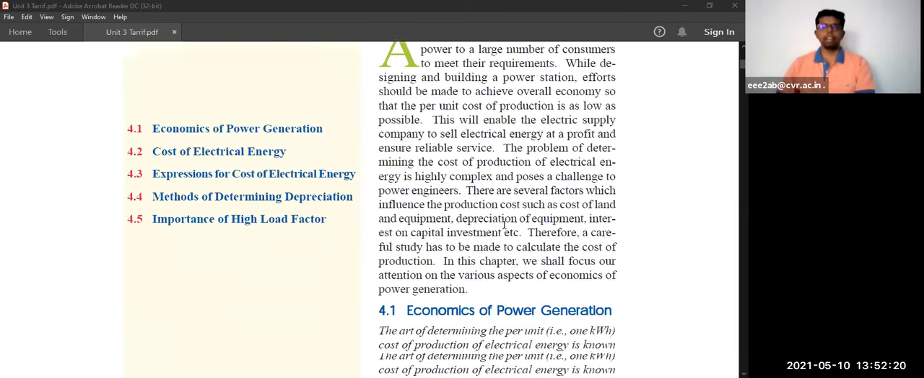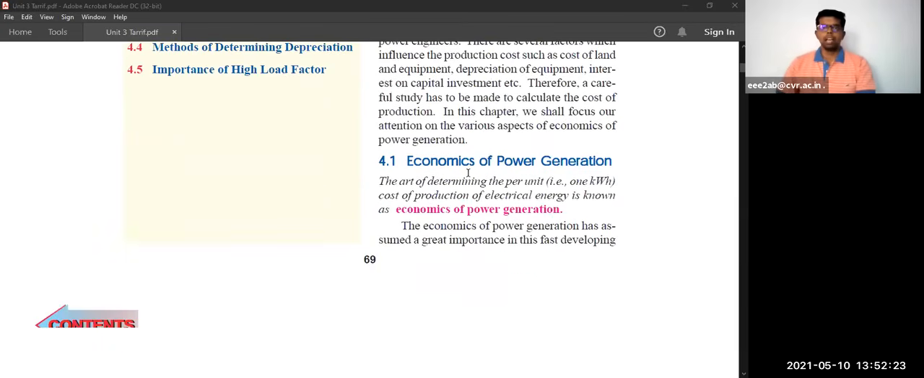It is called the economics. Next, the economics of the power plant. What is the economics of the power plant? The art of determining the per unit cost of production of electrical energy is known as the economics of power generation. So, what is the economics of power generation in the sense? The art of determining the per unit cost of production of electrical energy.